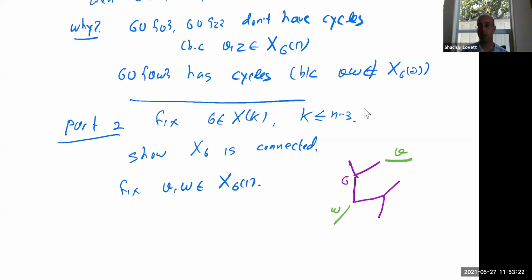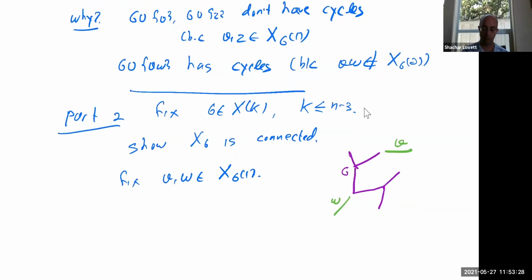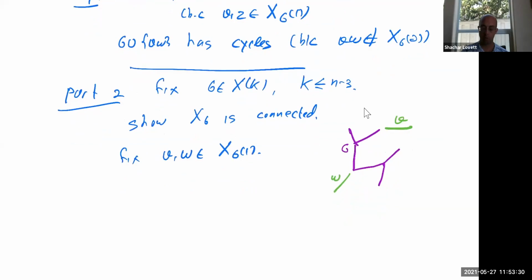while keeping sigma, I cannot change sigma. Sigma is the same, right? So we're not allowed to touch sigma because we're in the link of X sigma. So what do we show? So we're going to show the following thing. So case 1 is going to be very simple. Assume that VW is in X sigma 2.